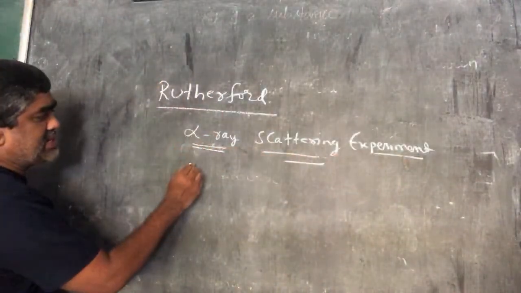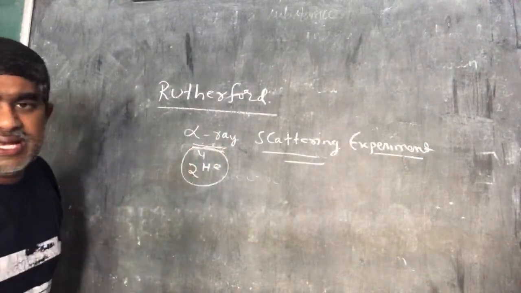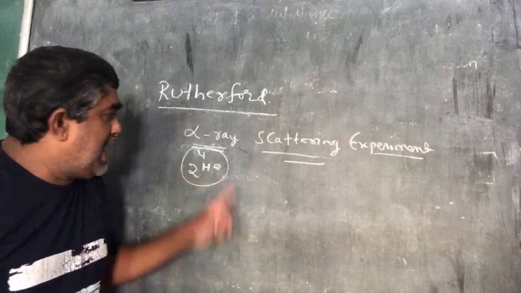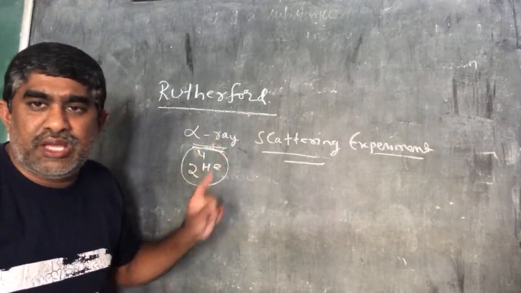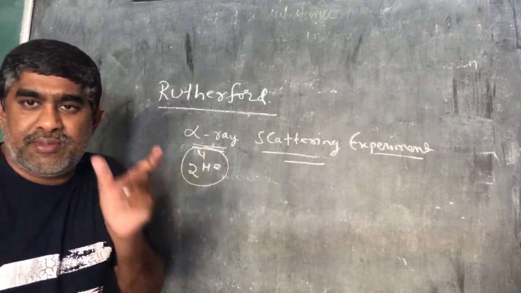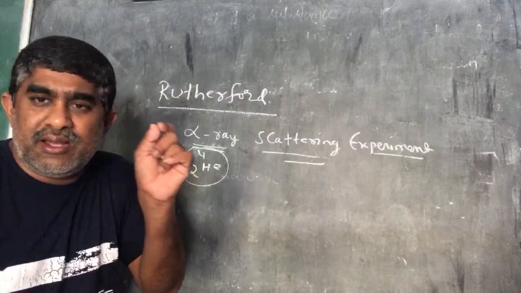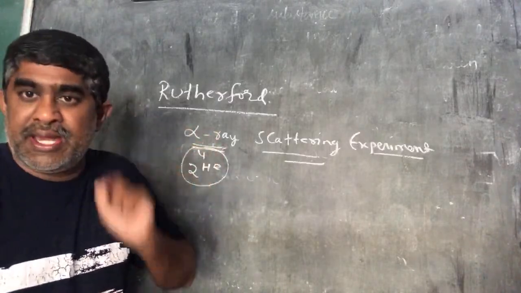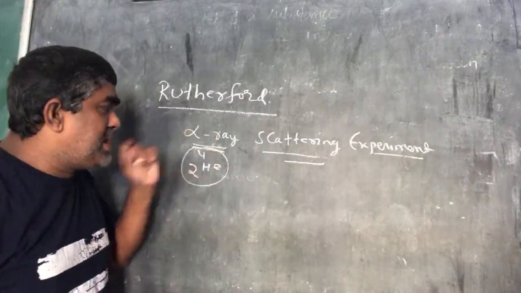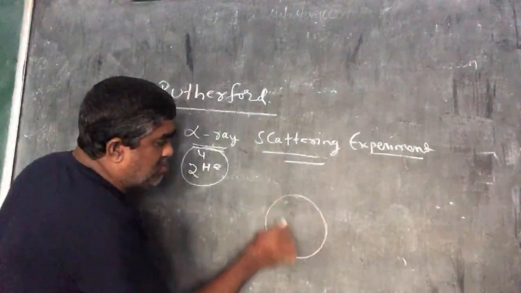Alpha particle is nothing but helium-4. Helium particle is nothing but alpha particle. Alpha particle is taken from radium, a radioactive element. So he made an alpha particle experiment. How did he make the experiment? He has taken one gold foil.